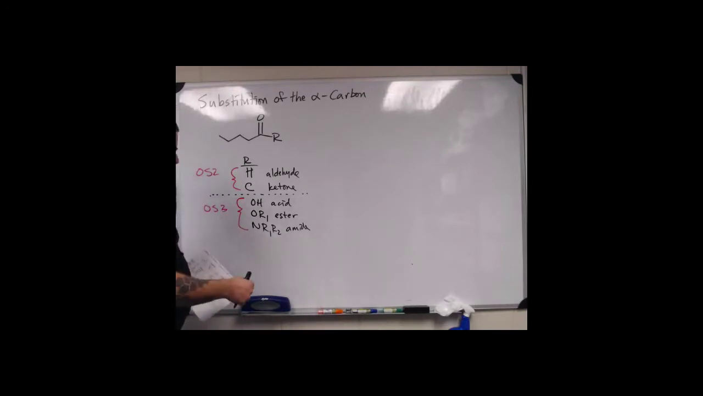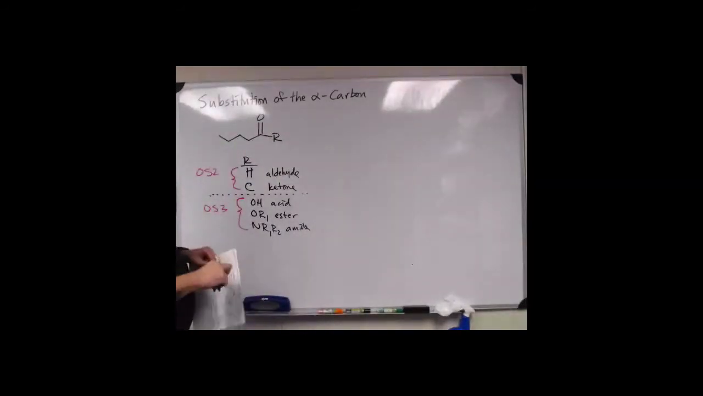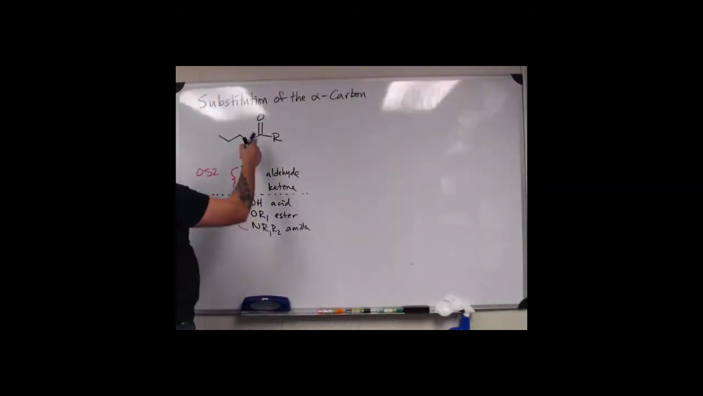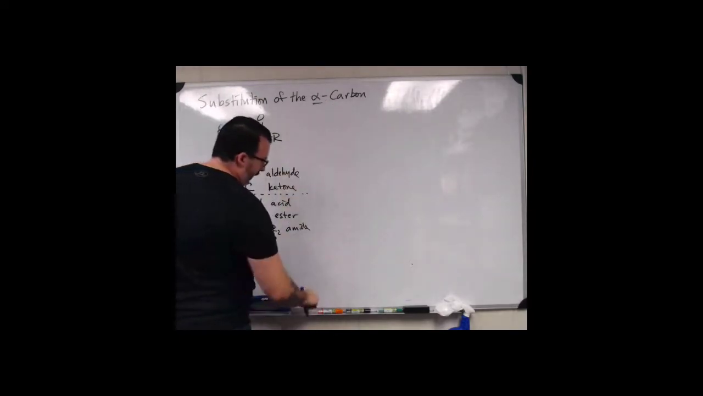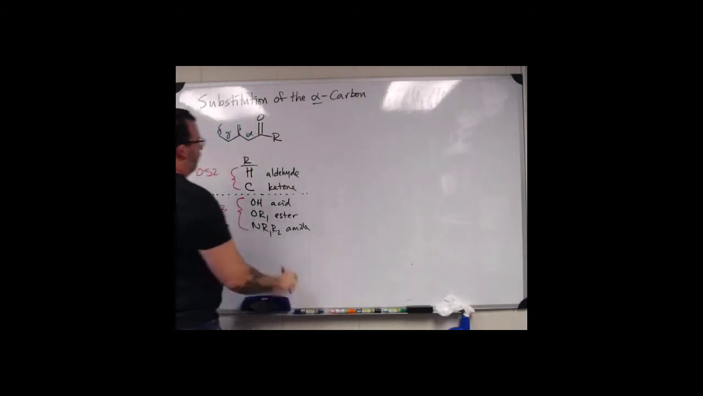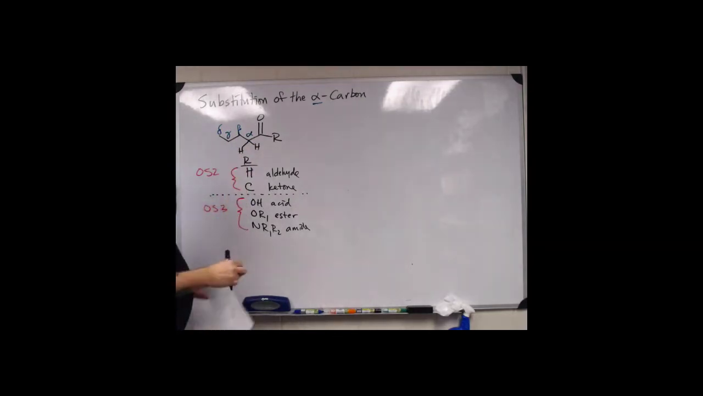So let me point out some things in this molecule that are particularly relevant to this chemistry. So we've identified the carbonyl. The carbon right next door is the alpha carbon. Then we have beta, gamma, and delta. So we're really specifically concerned with the alpha carbon because relative to these other ones, these hydrogens have increased acidity.